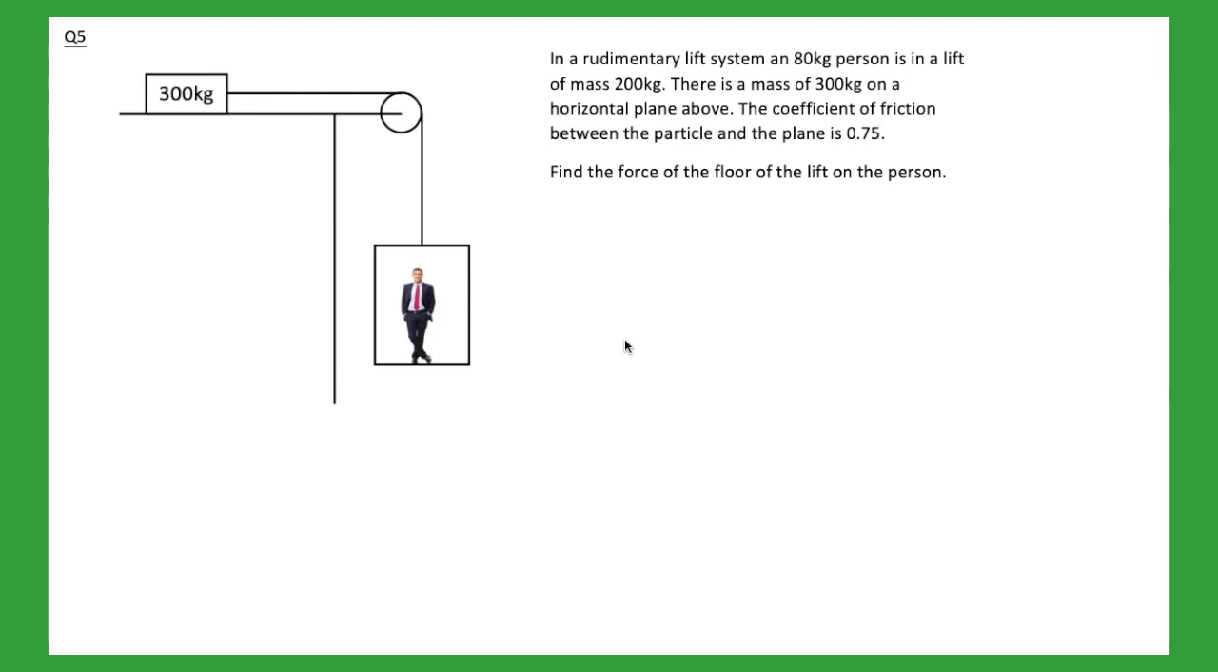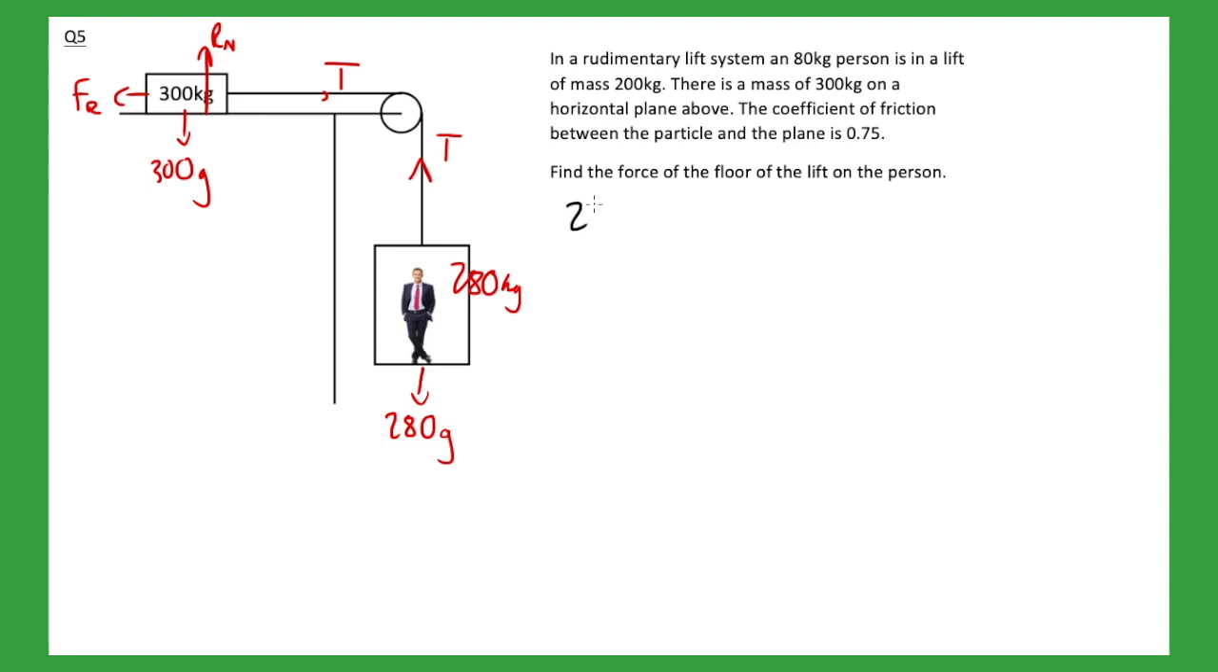Okay, so we're going to put all these skills we learned in this little unit together. We have friction, we have connected particles, and we've got a lift system. Now, this isn't half as bad as it first appears. We can label up what we've got, and it makes our life a lot easier straight away. T, 300G, Rn, Fr, combined mass is 280 kilograms. This should be becoming second nature to you now, this labelling.